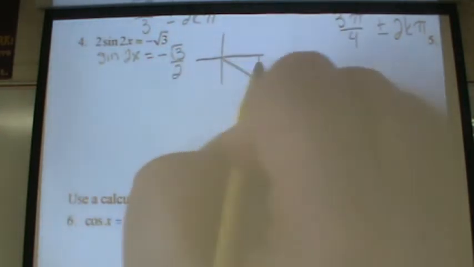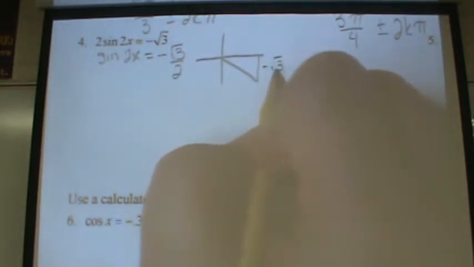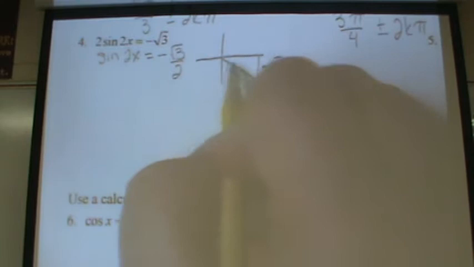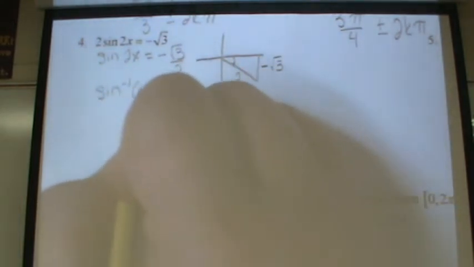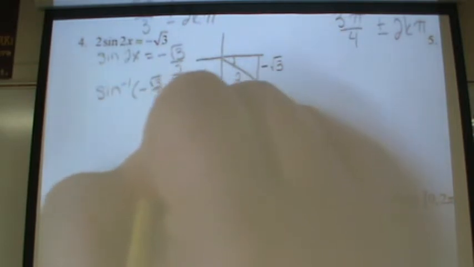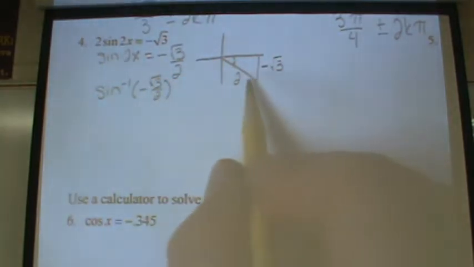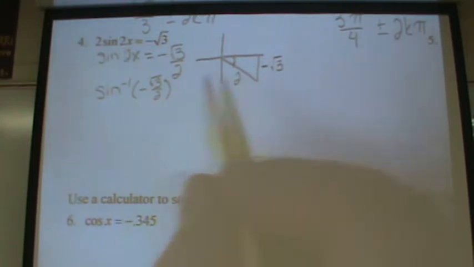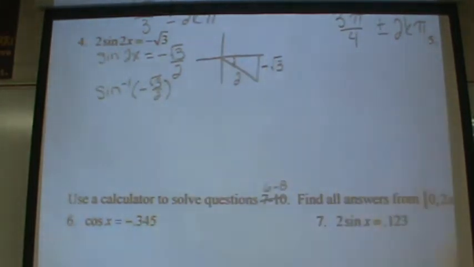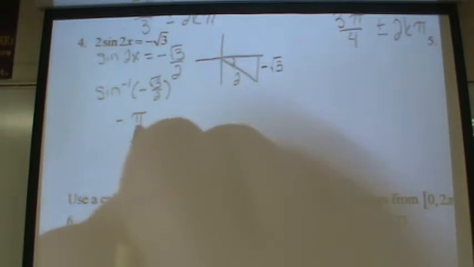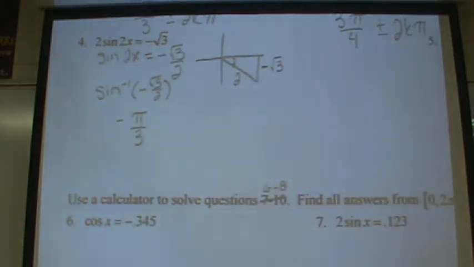We have opposite over hypotenuse. So we're looking for that angle when we take the inverse sine of negative root 3 over 2. That's going to give us a negative pi over 3. But remember, we could use our negative pi over 3 because this is just asking for all angles, so you can use that.